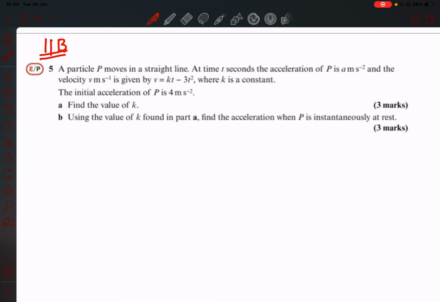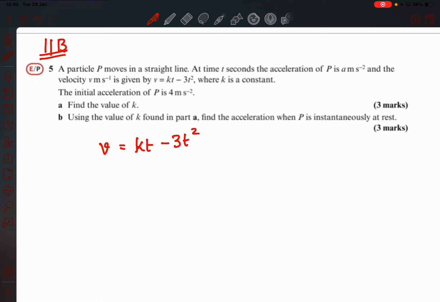A particle P moves in a straight line at time t seconds. The acceleration is a meters per second squared and velocity is v meters per second, given by an expression, so let's just write down that expression. V is equal to kt minus 3t squared, where k is some constant.